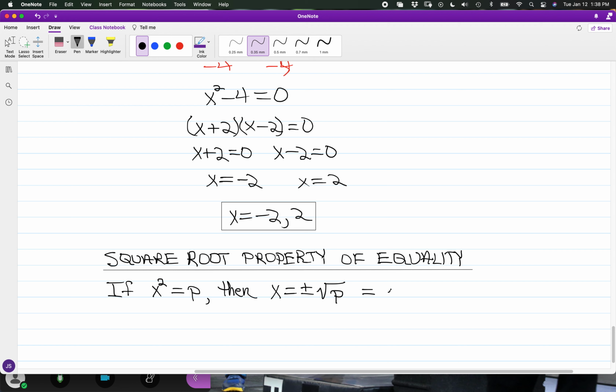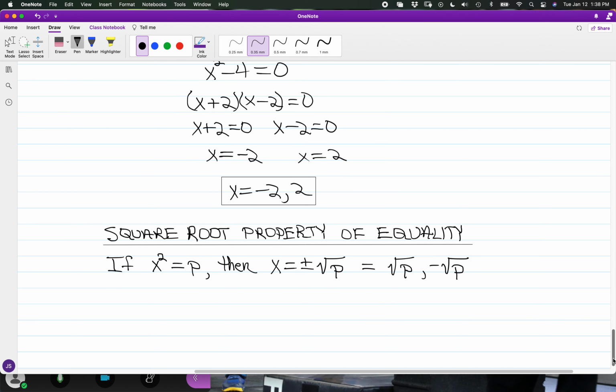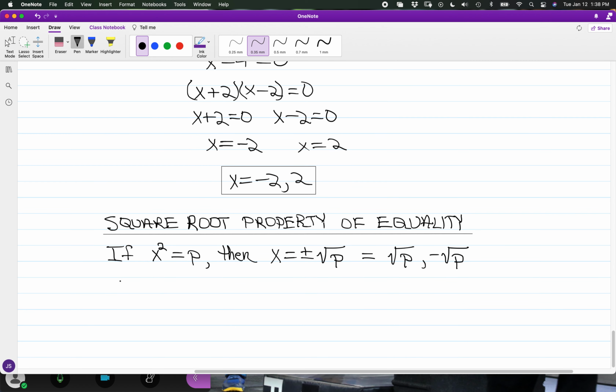And if you were to draw separately, you have the square root of p as well as the negative of the square root of p. And let's say just with the square root property of equality, I'll just call this SRP, solved by the square root property.